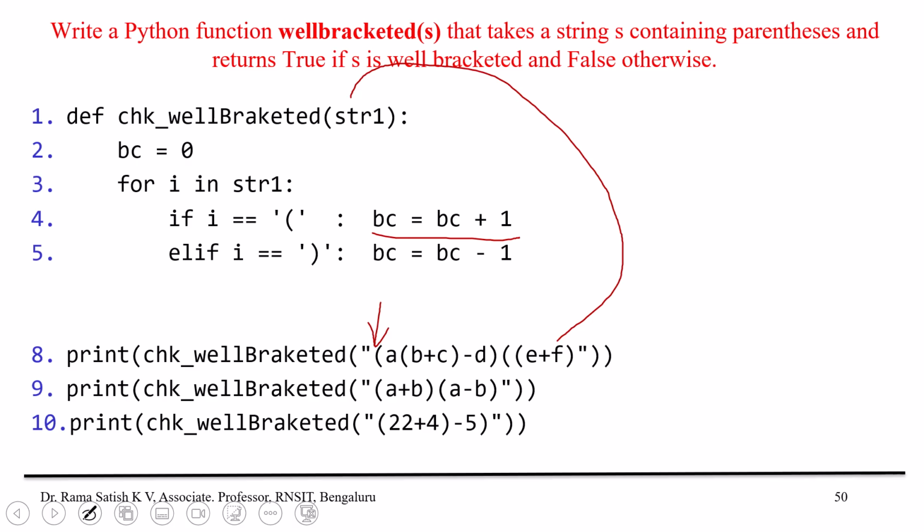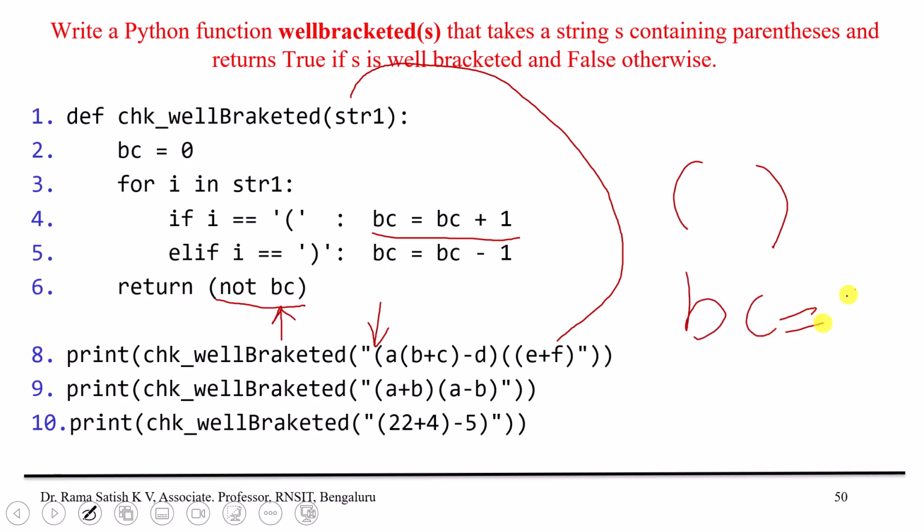So if it is an open bracket, the bracket count is incremented. If it is a close bracket, the count is reduced. So return not of BC. Not of BC: if BC has some value, that is true, and that means something is missing. So BC should become 0. The number of open brackets should match the number of closed brackets, so finally BC should become 0.